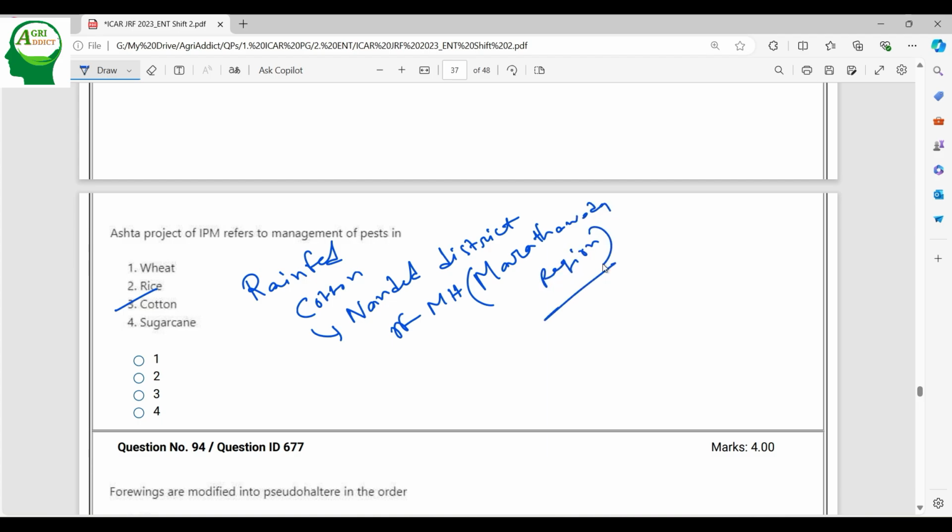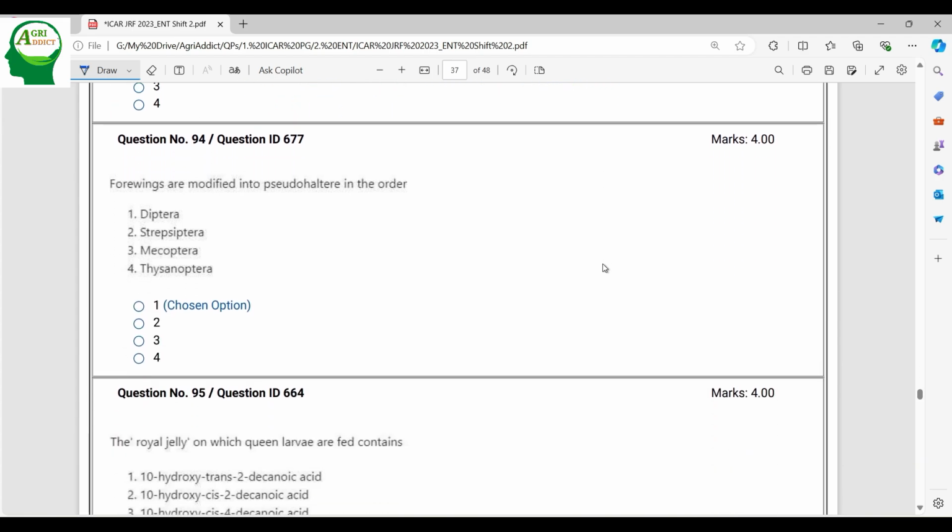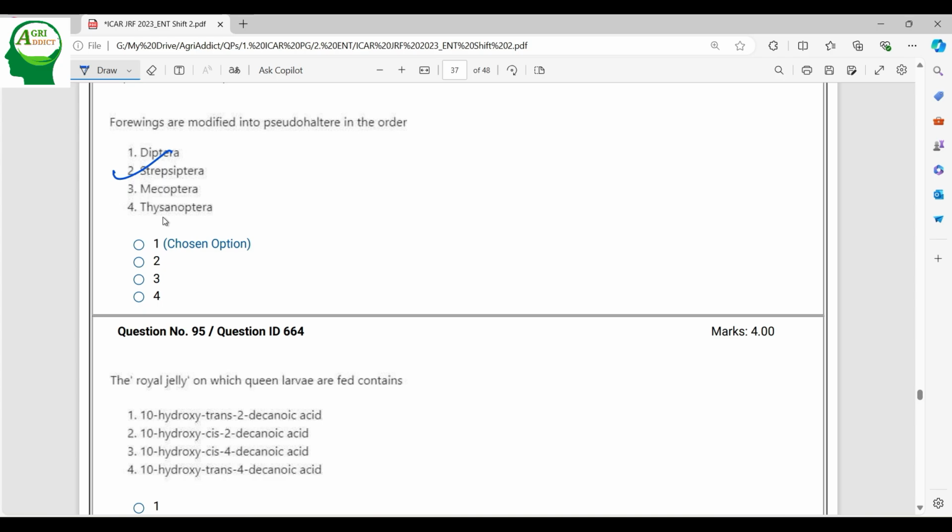Okay. So cotton is the correct answer. Forewings are modified into pseudohalter. Same question is there, that is pseudohalter is in Strepsiptera. Okay. Very, very repetitive question, this pseudohalter.